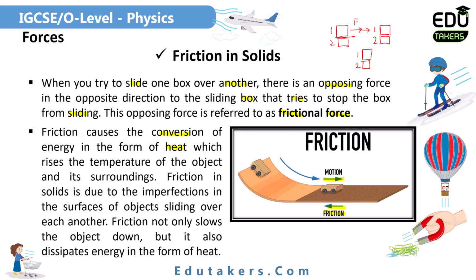Because of the friction, there would be heat produced, due to which the temperature of the object and its surroundings increases. The friction in the solid is due to the imperfection in the surfaces of the objects sliding over each other. It's basically because both of these surfaces of these blocks are not smooth.